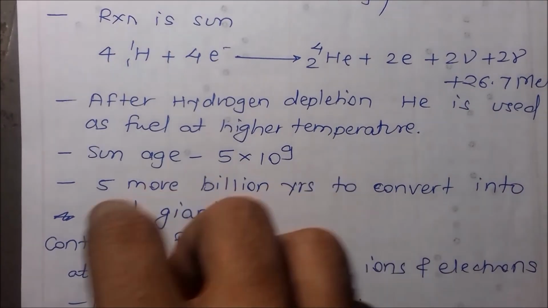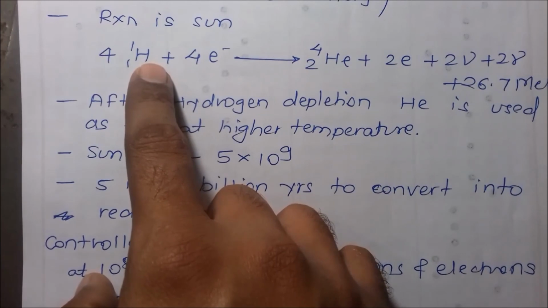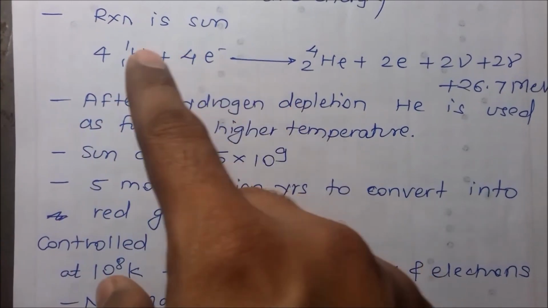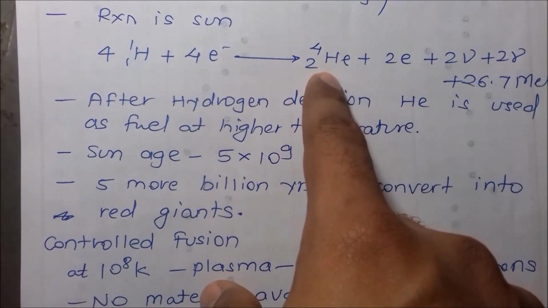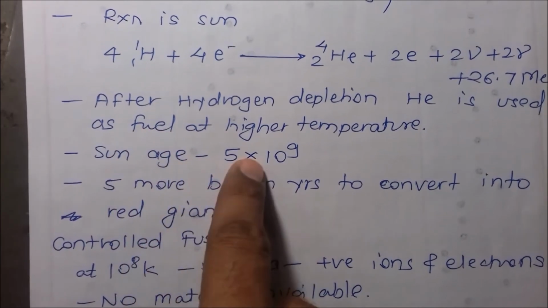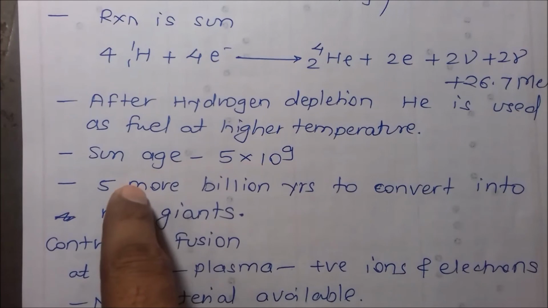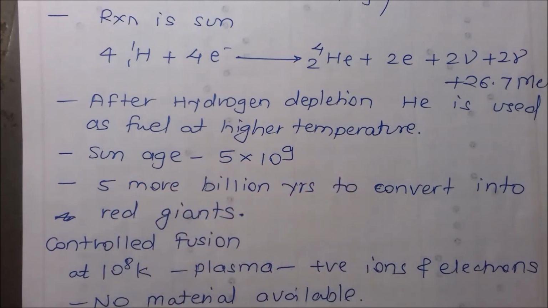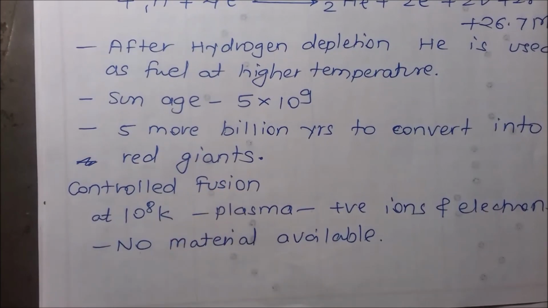The sun has a lot of hydrogen. If hydrogen is depleted because of this reaction, then helium can be used as fuel. The age of the sun is 5 billion years and it will be there for 5 more billion years. If we can control fusion, then it could be a very good source of energy on the earth.